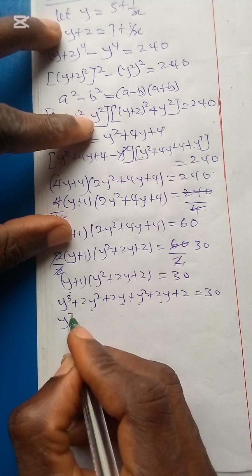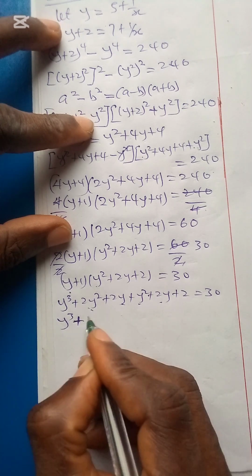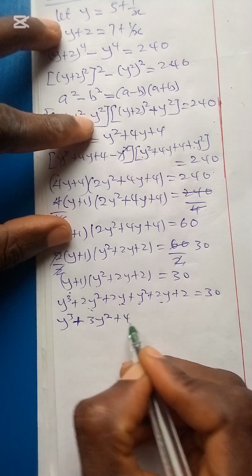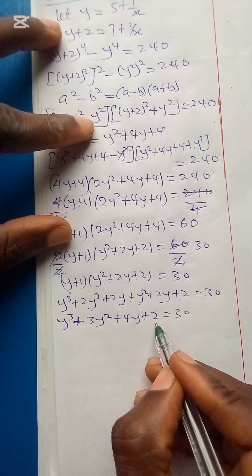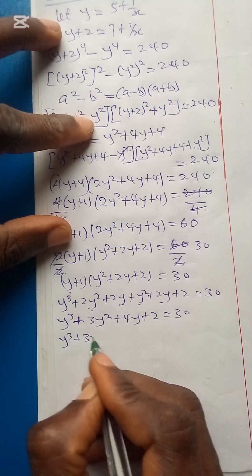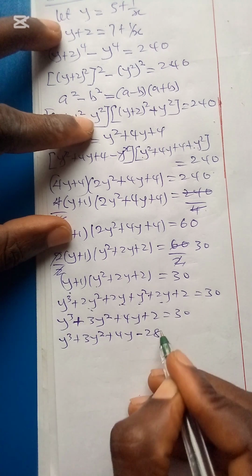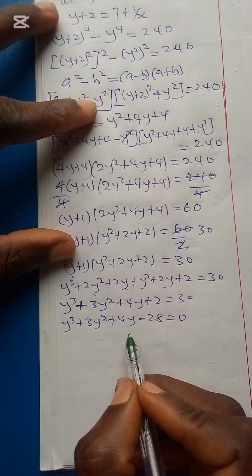So it becomes y cubed plus this and this is 3y squared. This and this will give us 4y. Then plus 2 is equal to 30. Now let me bring this one here. So it becomes y cubed plus 3y squared plus 4y minus 28 is equal to 0. So I have a cubic equation.